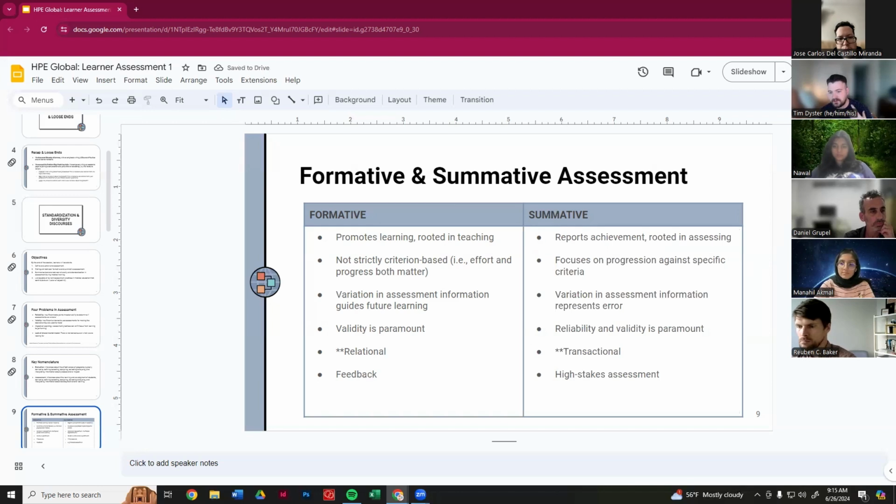So summative assessments report achievement. They are rooted in assessing. They focus on progression against specific criteria. So what is the level of performance or competence that we would expect versus where you are now? Variation in assessment information in summative assessments represents error. So these have to be reliable, and that's because typically we're using them in order to make higher stakes decisions. So we care now about both reliability and validity.